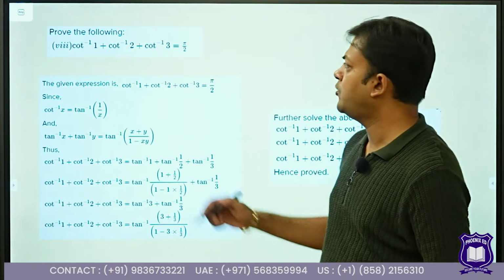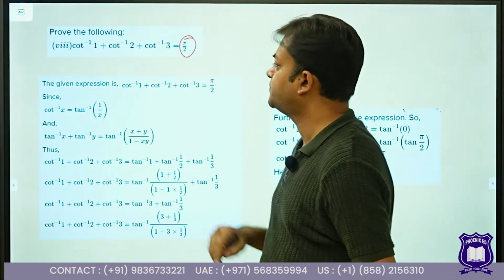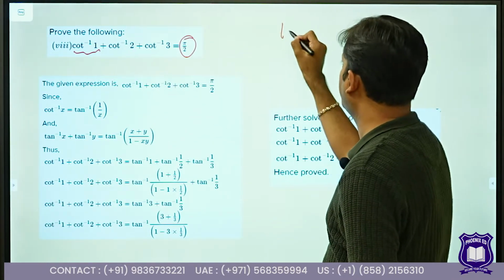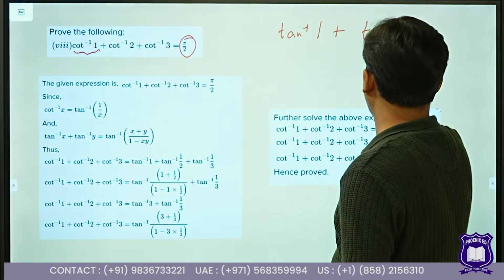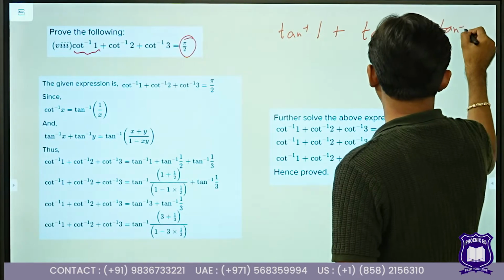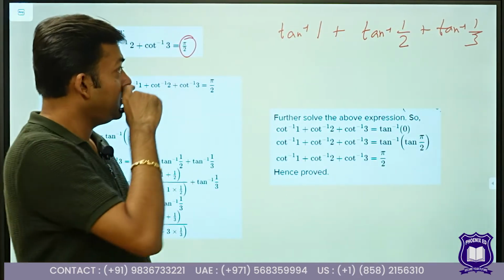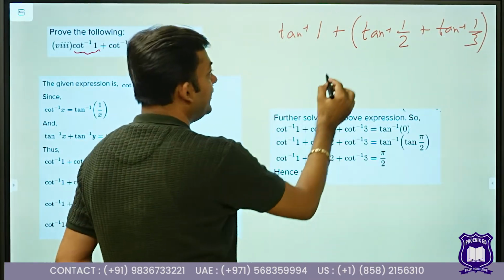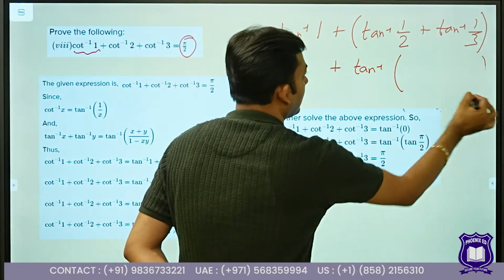In this problem, we need to prove that these three sum added to be pi by 2. Now, we know that cot inverse 1 can be written as tan inverse 1. Cot inverse 2 can be written as tan inverse half. And cot inverse 3 can be written as tan inverse 1 by 3. Now, we'll just apply the formula over these two terms and we'll try to achieve a state such that this sum can be solved real quick.